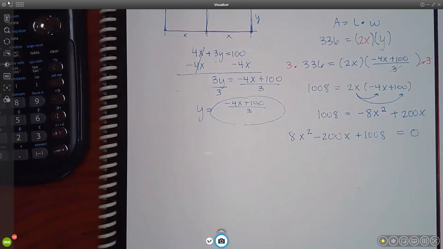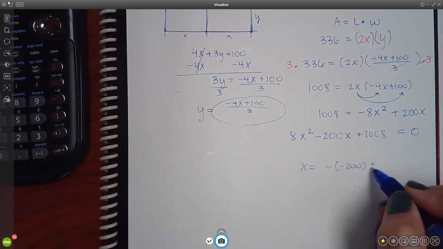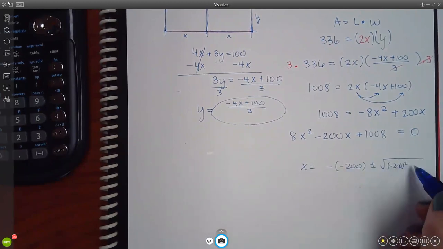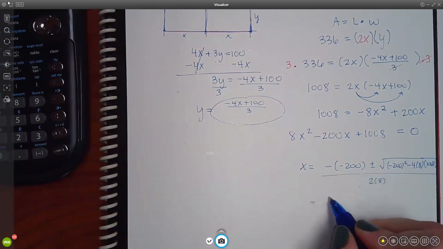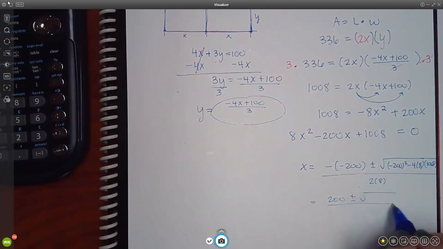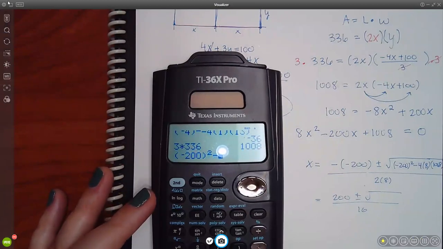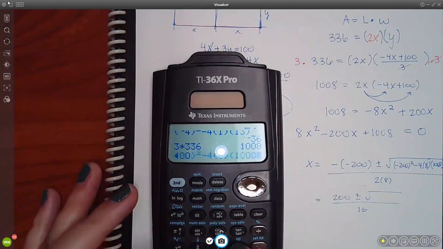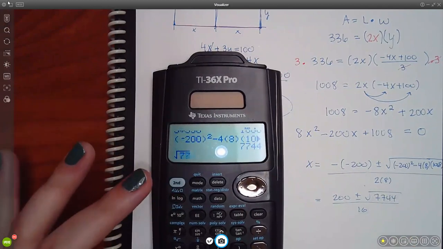And I truly don't want to sit there and try to factor that. It may not even be factorable. So if I see this, I would just jump straight into the quadratic formula. So negative b plus or minus the square root of b squared minus 4ac, all over 2a. So let's see that. Negative 200 squared minus 4 times a times c. And then let me see if there's a square root for that.